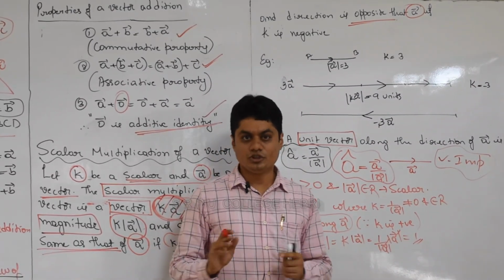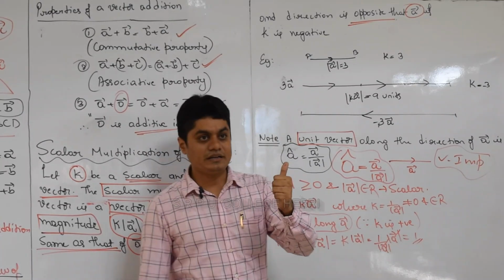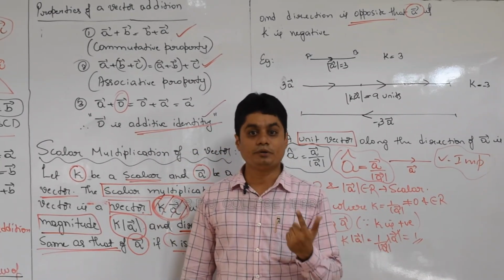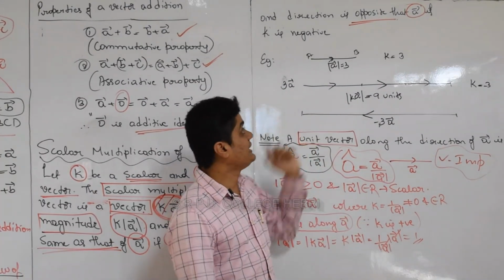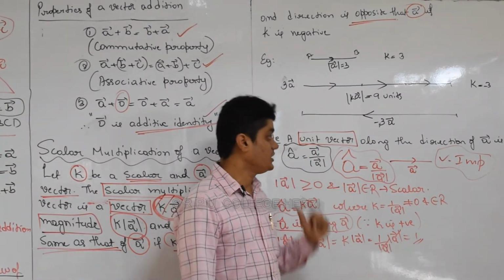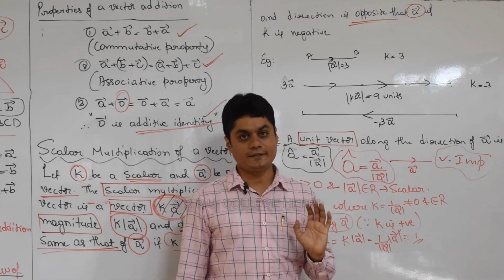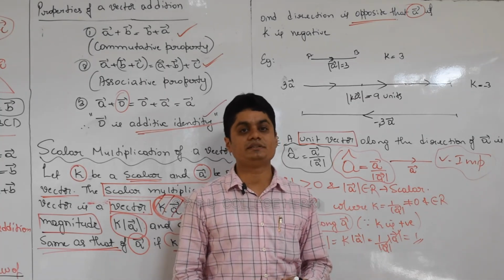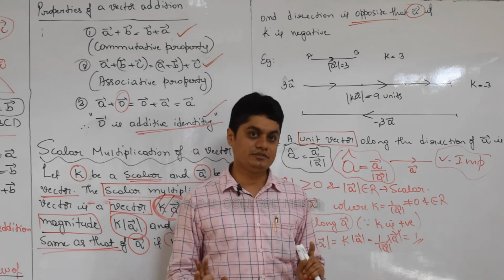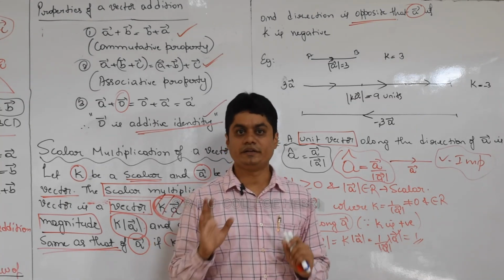So we completed additions of vector today: parallelogram law of addition, triangular law of addition, scalar multiplication of a vector, as well as unit vector in the direction of vector A. In the next class I am going to explain position vector and representation of a vector in 2-dimensional and 3-dimensional. Did you understand what we did today? Very good, thank you.